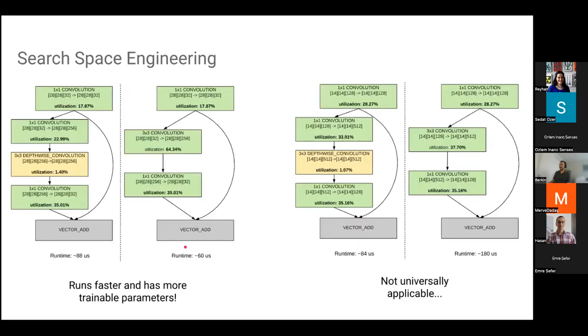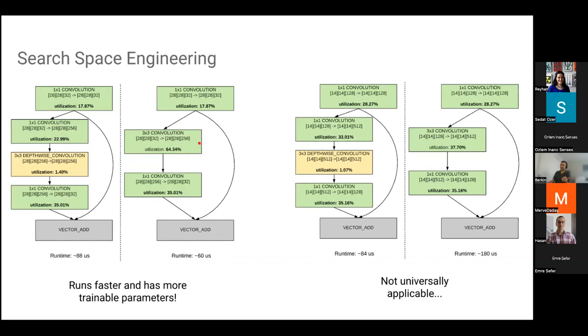So I think I have data on that. Yeah, here. So for example, on the left-hand side, this is the MobileNet IBN, and this is the fused version that we introduced. And then we run this on our TPU accelerator. We see that on the left-hand side, this runs at around 88 microseconds, only this block. And on the right-hand side, we see that this runs at 60 microseconds. So it's actually faster, but at the same time, this has many more parameters. So this is a win-win situation. You get more trainable parameters.